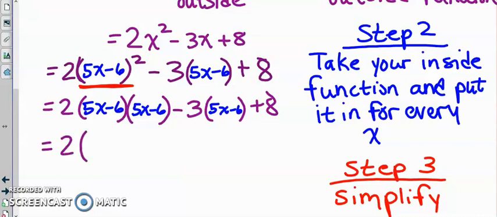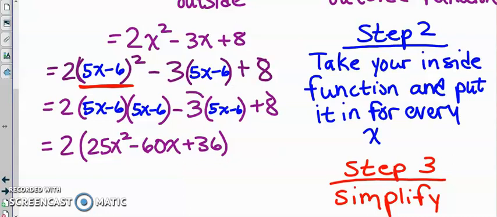So here we get 25x squared. And again, I'm going to come back and show how to do the work, how to do the problem, or how to do this portion of it, the FOIL part. So we get 25x squared minus 60x plus 36. I'm going to go ahead and distribute this here through.